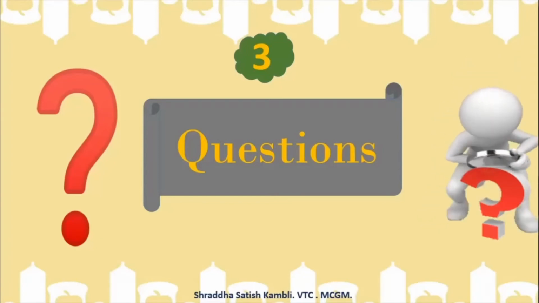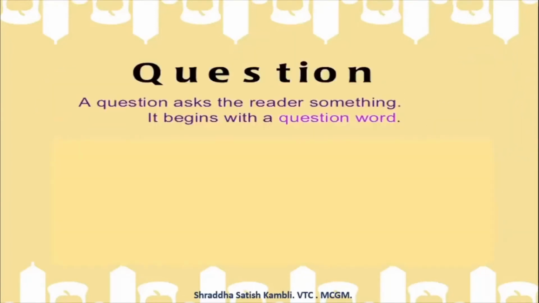Okay, so come on, let's see some examples of questions here. So a question asks the reader something. It begins with a question word. Now we will see very shortly what question words are. One more thing children, now you are in the 4th standard. As you go higher up, as you go to the higher classes, you will also see that questions are of different types, okay? But here we are going to look at the basic type of question according to the level of our class. So what is a question? A question asks the reader something and it begins with a question word.